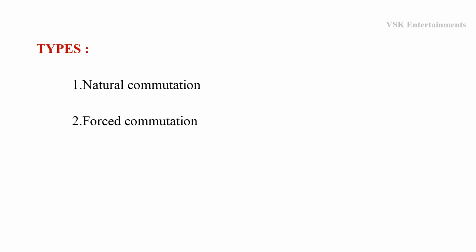Coming to types of commutations, commutations are mainly classified into two types, that is natural commutation and forced commutation. The concept of these two types is very simple. Now we are going to discuss what natural commutation is and what the applications of natural commutation are. Similarly, what forced commutation is and what the applications of forced commutation are.